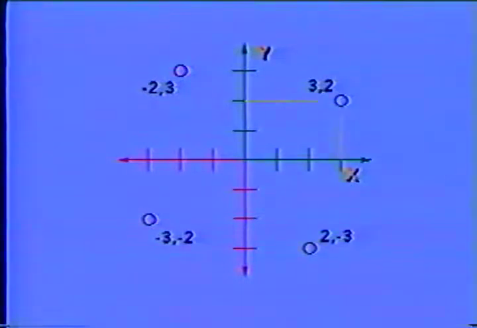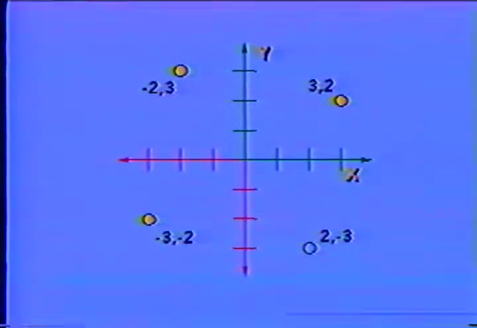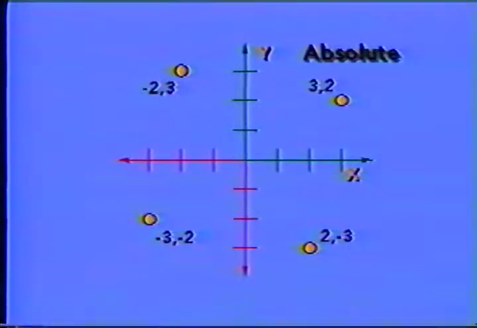Hole number 1 is at X positive 3, Y positive 2. Hole number 2 is at X negative 2, Y positive 3. Hole number 3 is at X negative 3, Y negative 2. And hole number 4 is at X positive 2, Y negative 3. These are called absolute dimensions because all are taken from an absolute 0 location.